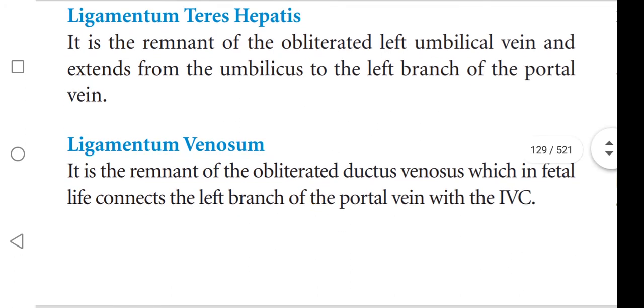Next, ligamentum venosum. Ligamentum venosum is the remnant of the obliterated ductus venosus, which in fetal life connects the left branch of the portal vein with the inferior vena cava.